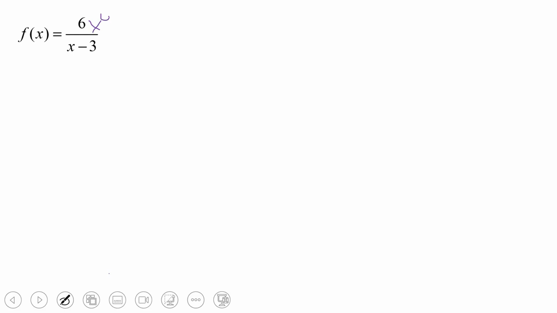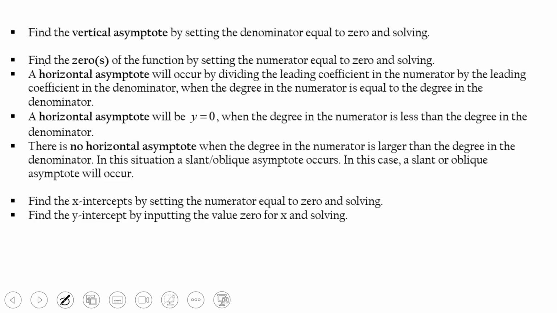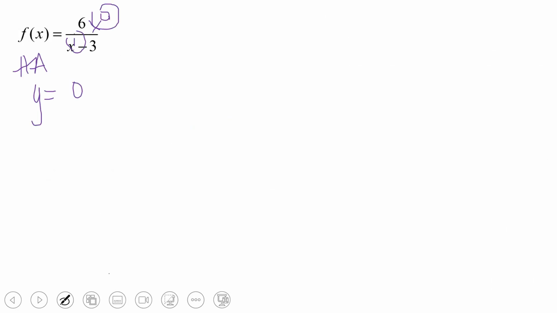Recognize there's no x on top, so it's really x to the 0. So I have a 0 on top and I have a 1 on the bottom. When the degree in the numerator is less than the degree in the denominator, we will always have the equation for the horizontal asymptote of y equals 0. And I can come back here to see that. When the degree in the numerator is less than the degree in the denominator, we always get y equals 0.